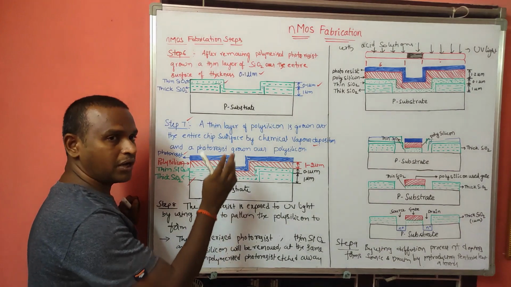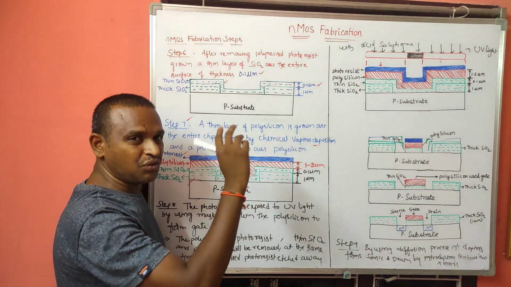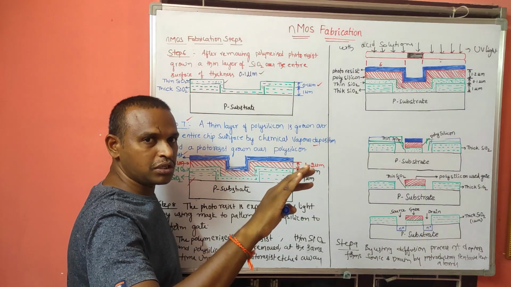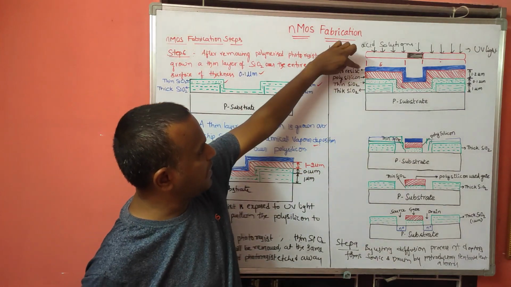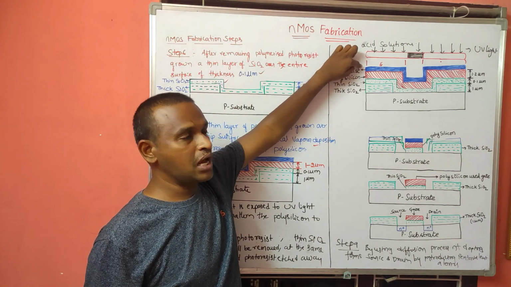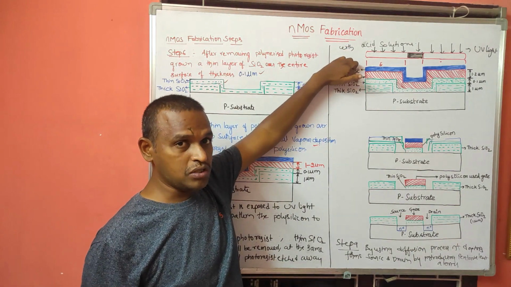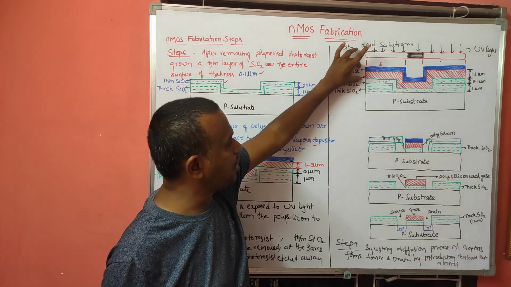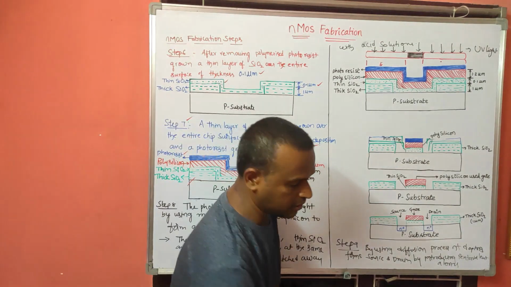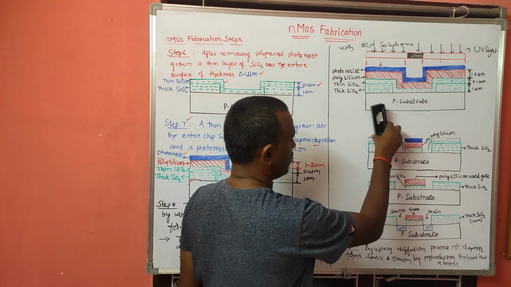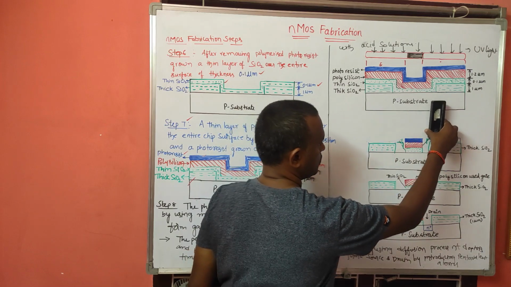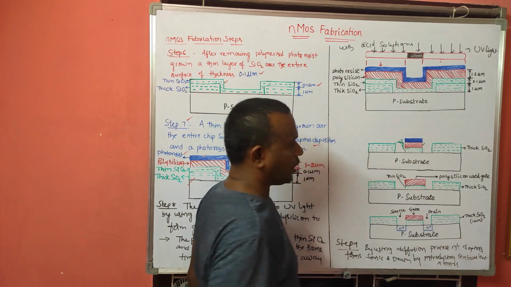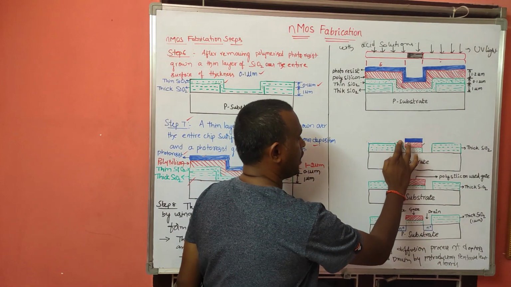So the first step is we use the photoresist, and that will be exposed to the UV light by using the mask. After that we remove the polymerized hardened photoresist, and under that we have polysilicon and thin SiO2. All these three will be removed. If I remove all these three, what will you get? You will get like this.